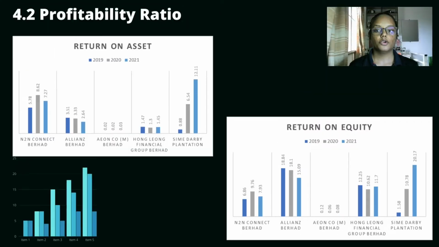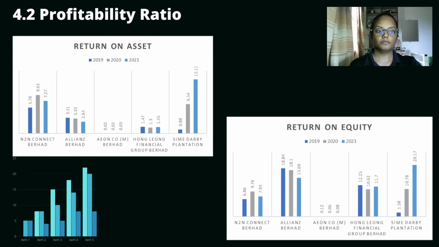Alright, so moving on to profitability ratio, we have two: return on asset and return on equity. Let's look into return on asset first. The graph above illustrates that Sam Dhabi Plantation's return on assets increased from 0.88% to 12.11% from 2019 to 2021. An increasing ratio shows a company's profitability in relation to its overall assets. Additionally, this shows that compared to the previous year, the corporation will have higher assets than current liabilities in 2021.